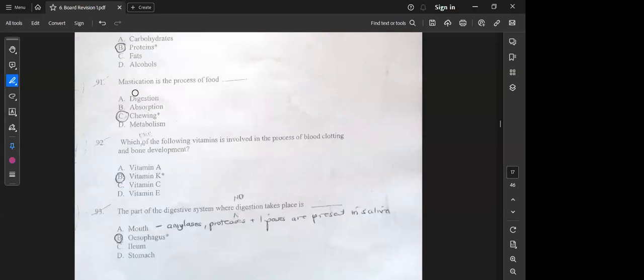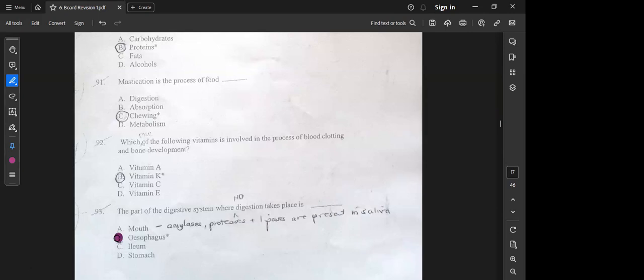The part of the digestive system where digestion takes place is: mouth, yes; esophagus, not hard; ileum; stomach. I think this question, even when corrected, is about where it does not take place. Because ideally, digestion starts in the mouth. Okay.